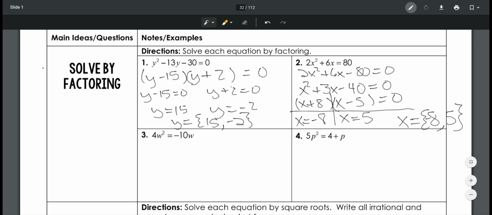In the third example, I need to set the problem equal to 0. So 4w squared plus 10w equals 0. Now I'm going to reduce this problem only by the number 2. So this gives me 2w squared plus 5w equals 0. Do not reduce by a variable, only reduce the coefficients if necessary. So now I'm going to take out the greatest common factor of w, and that leaves me with w times 2w plus 5 equals 0.